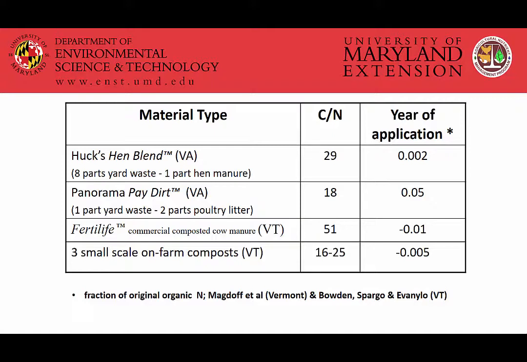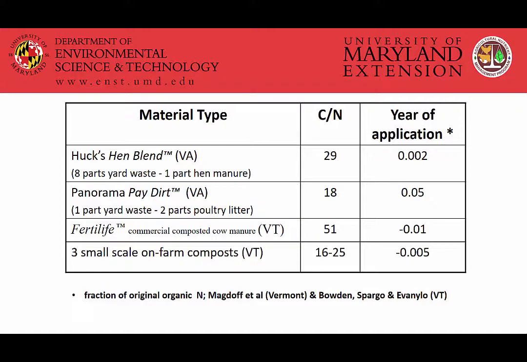But at some point, the carbon-nitrogen ratio is an indicator to us that we're probably going to get a mobilization, or maybe we'll have null net gain, okay? And below that point, we should get some release of nitrogen. So 2 of these studies were done by Greg Evangelos and the guys down in Virginia. They looked at Huck's hen blend, which is mostly yard waste with some hen manure, and they looked at Panorama Pay Dirt, which has more litter than it has yard waste. And we've got the CNs, so you might expect there to be some immobilization here, because 29 is pretty high. You would expect some mineralization here.